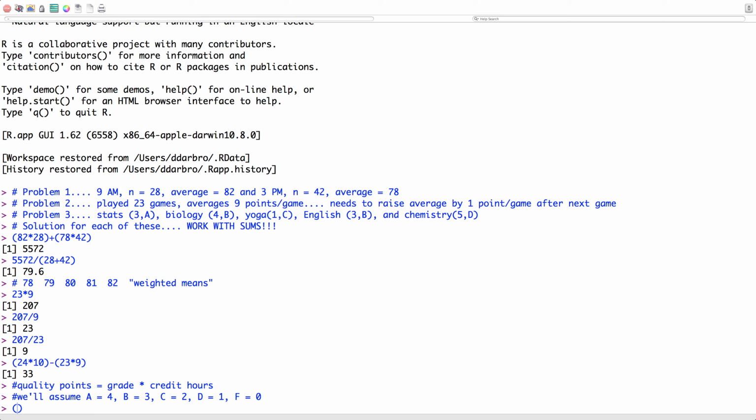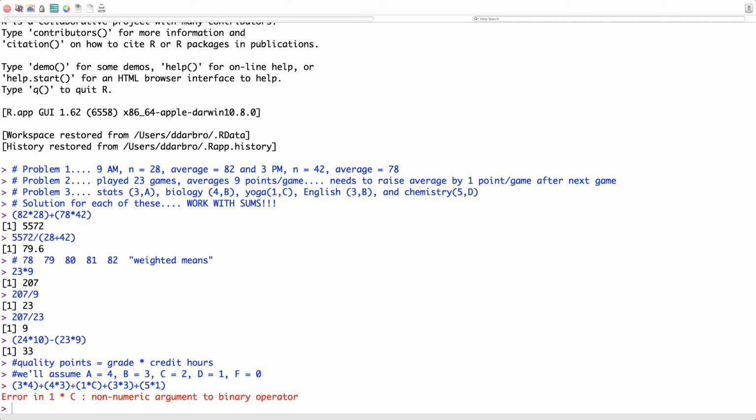So what we want to get is the total points. In the stats, we have a 3 times 4. In the biology, we would take a 4 times 3. For the yoga, I still don't know how you can get a C in yoga, but maybe they didn't go to class. English, we would have 3 times 3. And chemistry, we would have 5 times 1. Now, that's going to give us our total quality points.